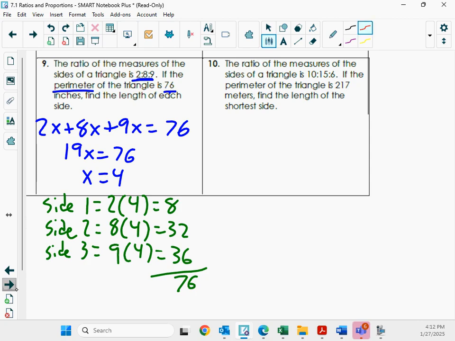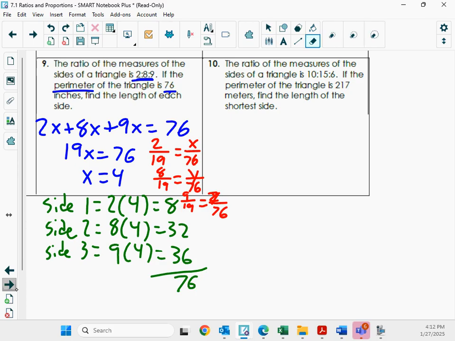Now, if we wanted to set up the ratio, I won't solve this one all the way out, but if we want to set it up, side 1 would be 2 over 19 equals x over 76. Side 2 would be 8 over 19 equals, I'll say y over 76. And side 3 would be 9 over 19 equals, I'll call it z over 76. I would just do it 3 times, once with each part of the ratio, part over total.